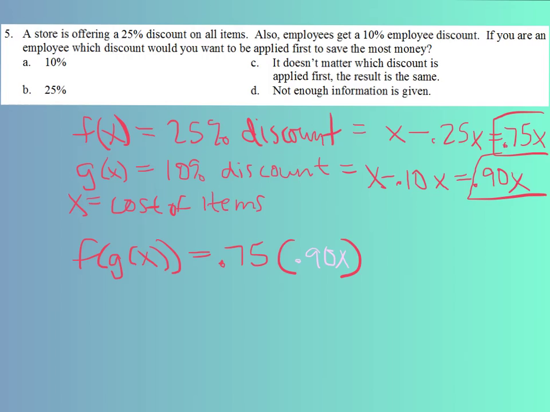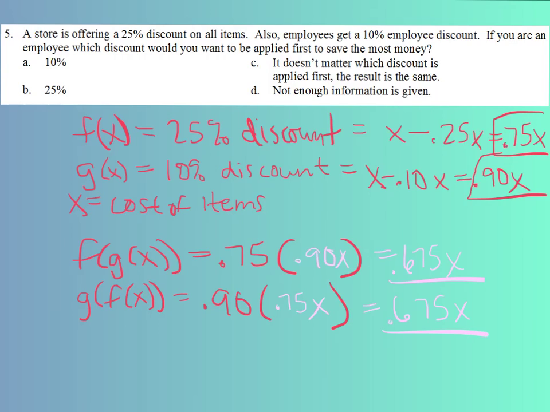And that will give me 0.675x. Now we have to check g of f of x, which is where I'm plugging into g of x. And I will plug in my f of x. Well, that also gets me 0.675x. So what this tells me, because these are the exact same thing, is that it doesn't matter which of those discounts I use first, because it's just going to take off a certain percentage and then take off another certain percentage. So C is my answer. It doesn't matter which discount is applied first.